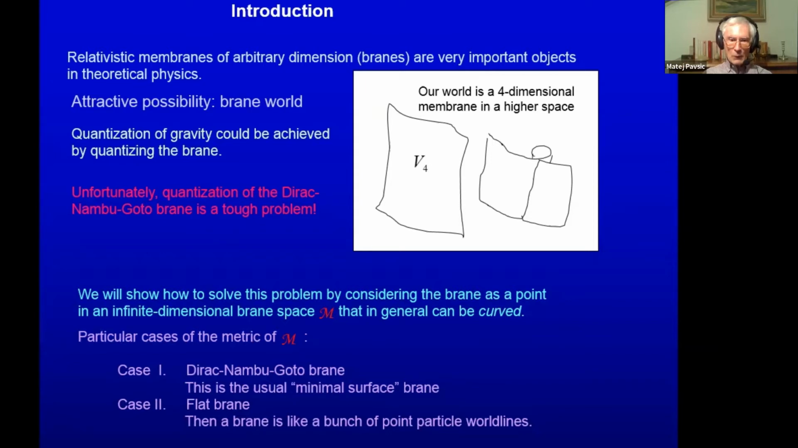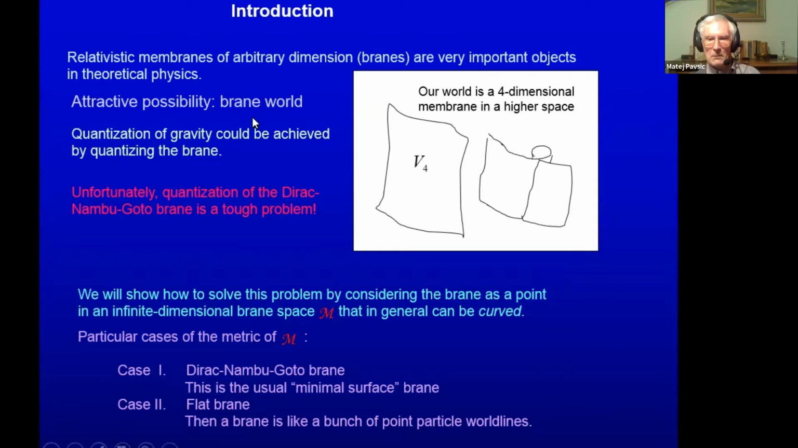I will show how to solve this problem by considering the brane as a point in an infinite dimensional brane space M that in general can be curved. And there are particular cases of the metric in M space. One metric gives you the Dirac-Nambu-Goto brane. This is the usual minimal surface brane. The other possibility is a flat brane. Then a brane is like a bunch of point particle world lines.